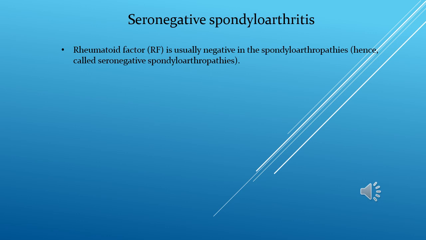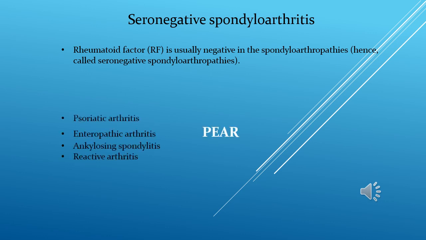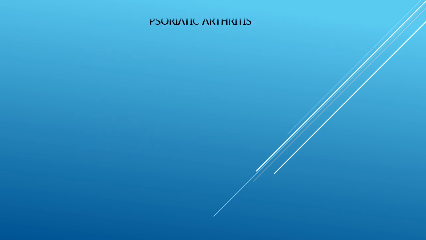Mainly, four subgroups of spondyloarthritis are distinguished. So, it can be easily remembered by using the mnemonic PEAR. P for psoriatic arthritis, E for enteropathic arthritis, A for ankylosing spondylitis, R for reactive arthritis. So, let's explore each subgroup.